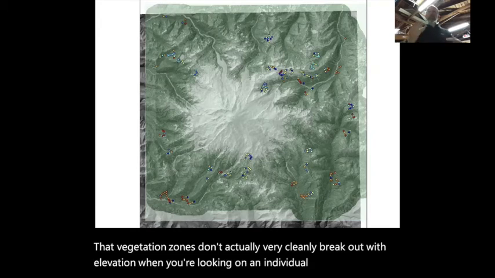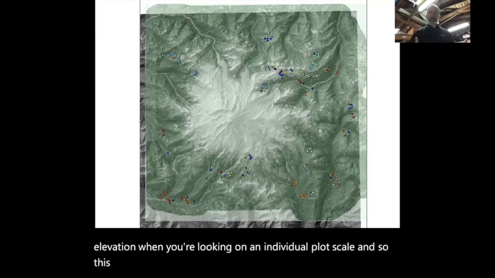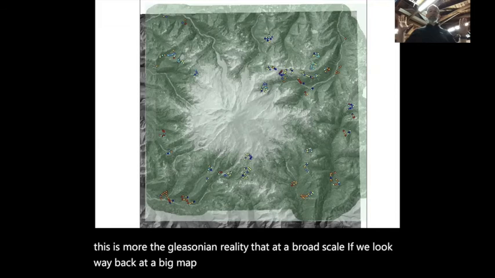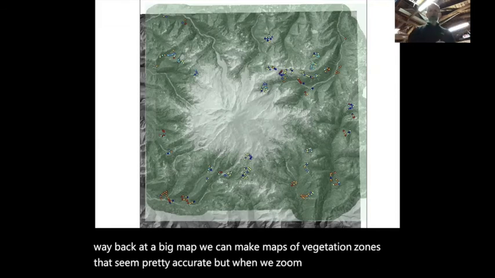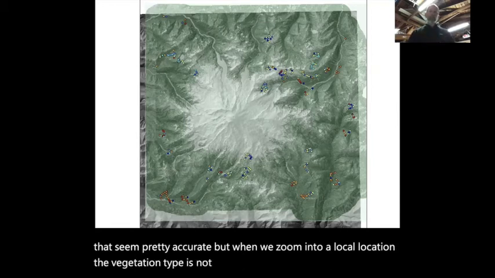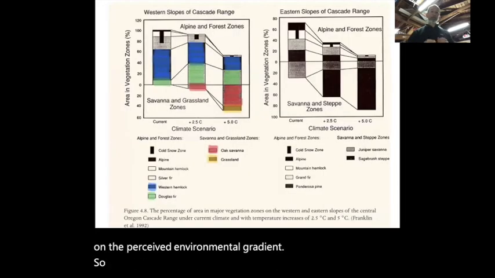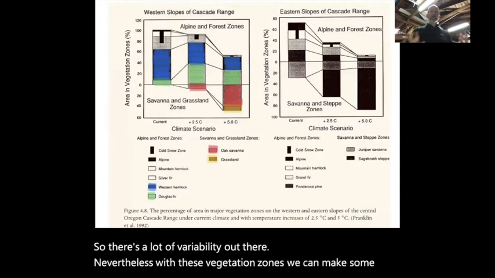And so this is more the Gleasonian reality, that at a broad scale, if we look way back at a big map, we can make maps of vegetation zones that seem pretty accurate. But when we zoom into a local location, the vegetation type is not always perfectly predictable just based on the perceived environmental gradient. So there's a lot of variability out there. Nevertheless, with these vegetation zones, we can make some predictions about how dominant species will respond.